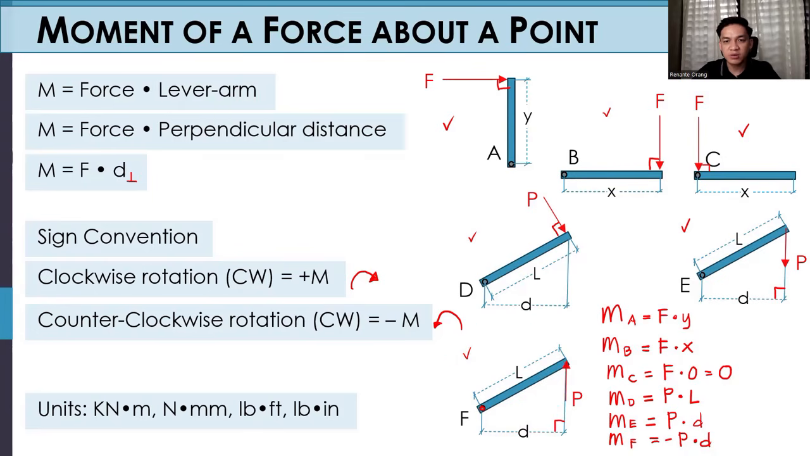So, review po natin sa moment natin at point A, that is clockwise. Moment natin at point B, that is also clockwise. Moment natin sa point C is 0 kasi wala siyang distance. Moment natin at point D, that is also clockwise. Moment natin at point E is also clockwise. So, moment at point A, moment at point B, moment at point D, and moment at point E are all positive. So, positive, positive, positive, and positive.